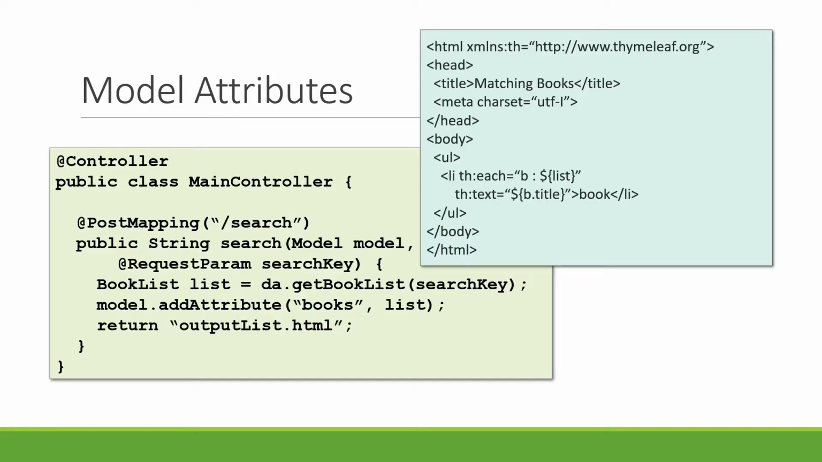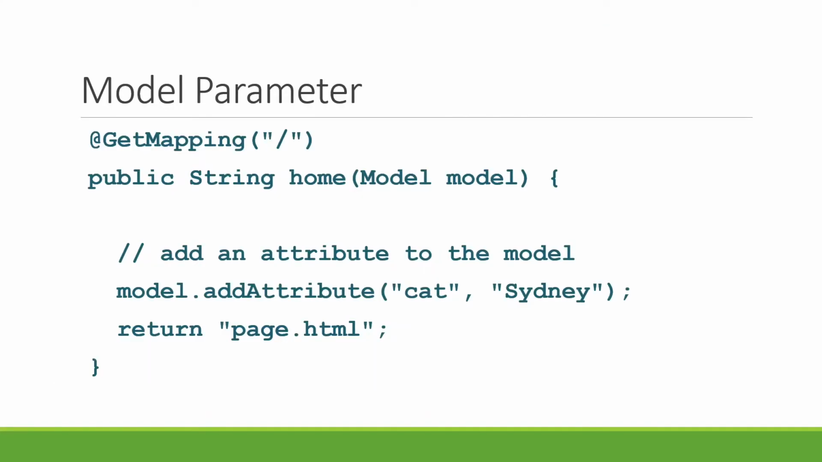Now you can store attributes in the model object using code in your controller, generally in a handler method, and then you can access those attributes on an HTML output page. To access the model in a handler method, you just add a model parameter to your method. Spring automatically injects the model that it already has in the inversion of control container. In this example, we're adding a string object to the model. The attribute has a key of cat, and the value we're setting it to is the string object with the value Sydney.